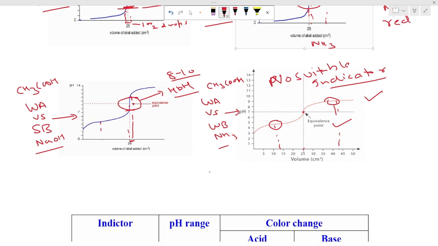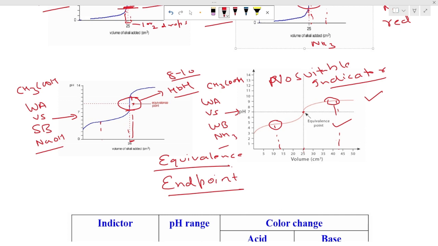So I'm again repeating two terms: one is equivalence point, the other is end point. The equivalence point is the point at which the number of moles of the acid becomes equal to the number of moles of the base. That is the equivalence point, when the number of equivalents of acid becomes equal to the number of equivalents of the base.